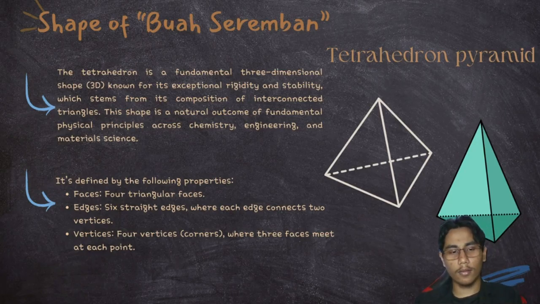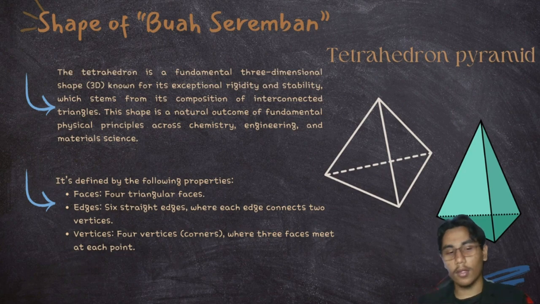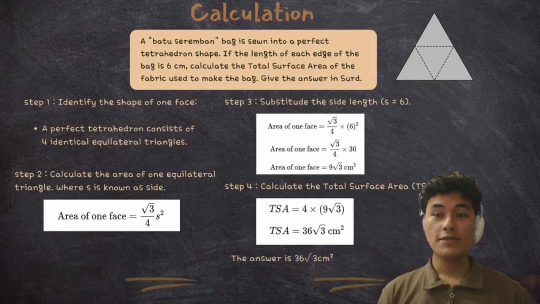It has faces, edges, and vertices. It has 4 triangular faces and 6 straight edges, where each edge connects to a vertex. The last one, the 4 vertices, are corners, where 3 faces meet at each point. Okay, thank you. Let's move to the calculation.